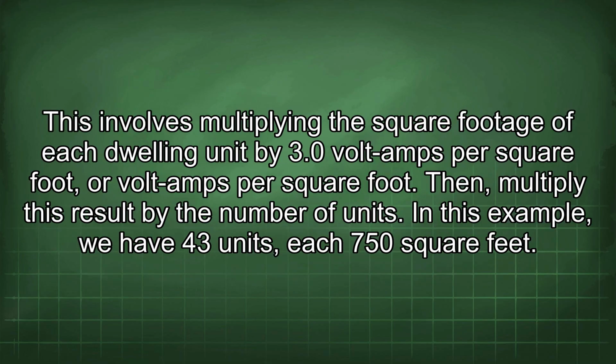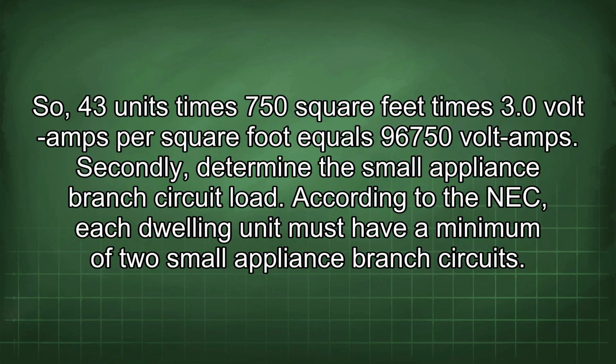This involves multiplying the square footage of each dwelling unit by 3.0 volt amps per square foot. Then, multiply this result by the number of units. In this example, we have 43 units, each 750 square feet. So, 43 units times 750 square feet times 3.0 volt amps per square foot equals 96,750 volt amps.